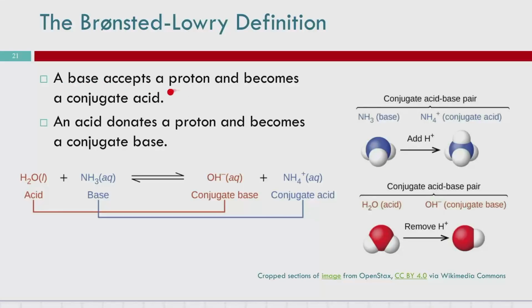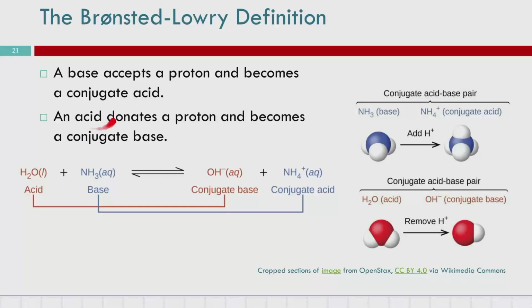So a base can accept a proton and become a conjugate acid. An acid can donate a proton and become a conjugate base. What we were looking at before was our ammonia, which is a base because it can accept a proton. In doing so, it becomes NH4 plus. NH3 is a base, NH4 plus is an acid, and it's the conjugate. It's the counterpart to the base. It's a little bit of assistant regional manager versus assistant to the regional manager. One of them's correct.